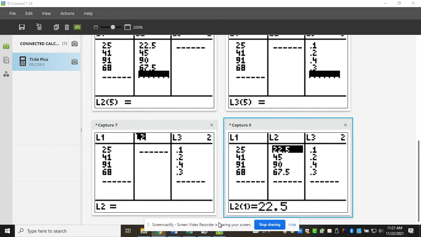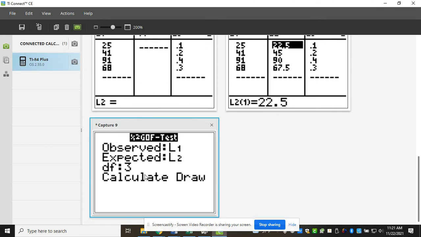Now I can go back and run the test the way I was trying to. So stat tests, goodness of fit test. I'm telling it where my observed is. I'm telling it where my expected is. I do have to tell it my degrees of freedom, which I think is stupid. It should be able to calculate that. And then calculate.